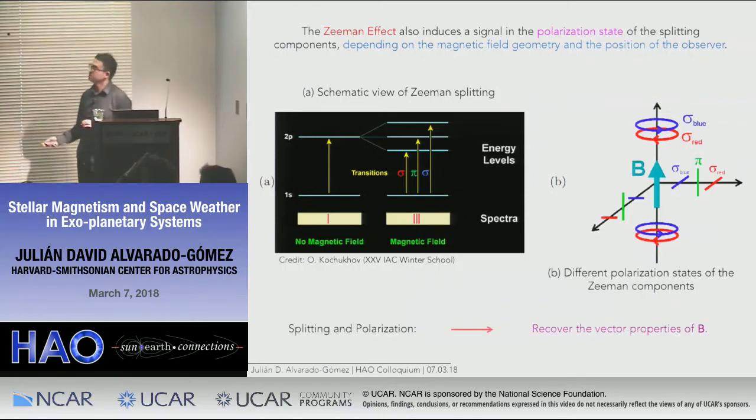The bottom line of all of this is that if you're able to measure the splitting and the polarization of the line at the same time, in principle, you should be able to recover the vector property.